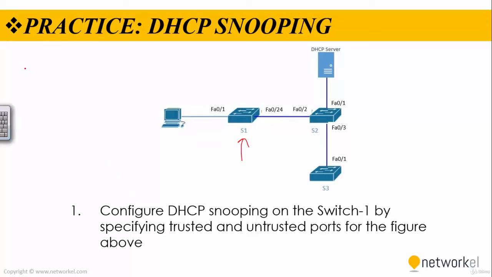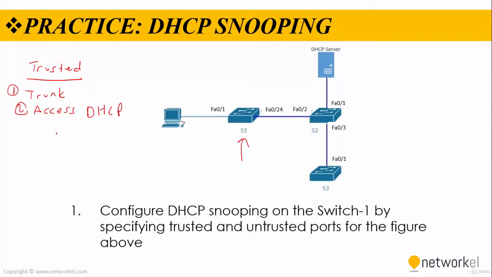If you remember from our DHCP snooping lesson, the trusted ports are the trunk ports of the switch first, and the access port that the DHCP server is connected to will be a trusted port as well. And secondly, any other ports would be untrusted ports. So if I check the figure, here is going to be untrusted. This is a trunk and will be trusted, and this is trusted also. The trunk ports are all trusted, and also the access port that the DHCP server is connected to is trusted as well.